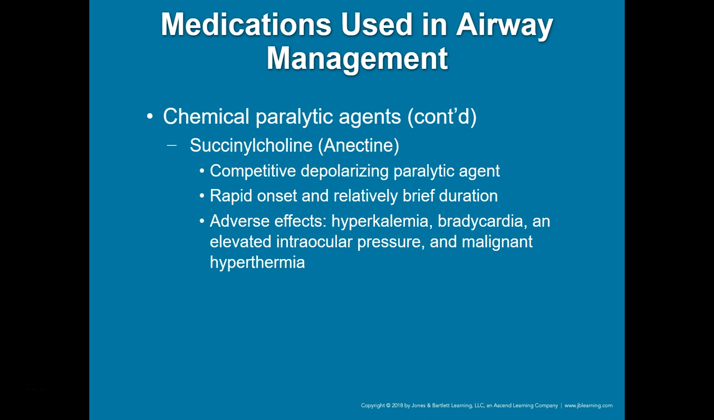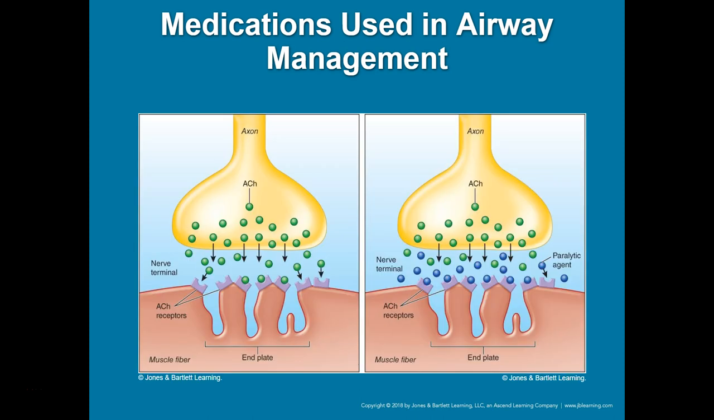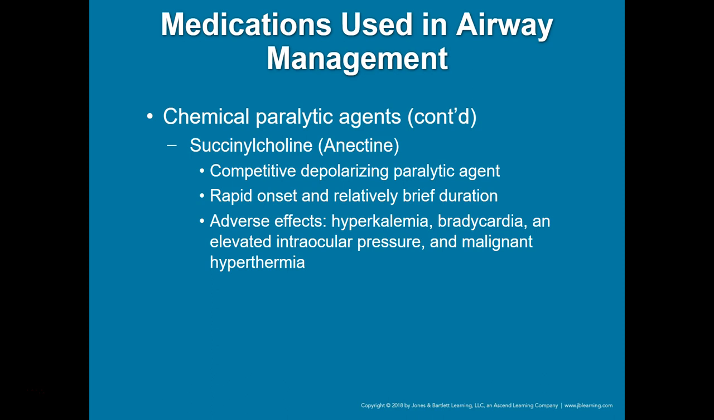Succinylcholine is the only competitive depolarizing paralytic agent. So once we give it, it goes down there, that picture on the right again, it actually stimulates all those little muscle fibers to contract, just a very, very small amount. And then once they contract, it's still blocking them. They cannot contract again. So it depolarizes all those muscle cells. It is the only one that we have in EMS that is a depolarizing paralytic agent. I promise you it's going to be on the test. It's a big deal. Depolarizing versus non-depolarizing. Succinylcholine is a depolarizing paralytic agent.